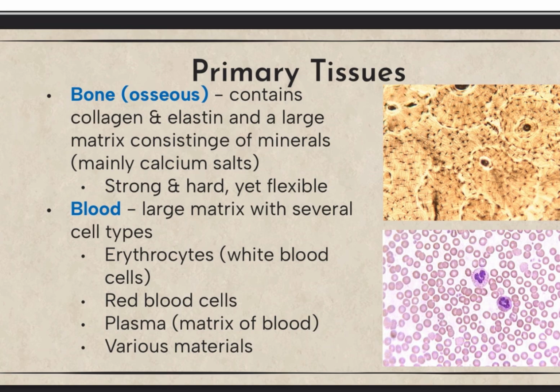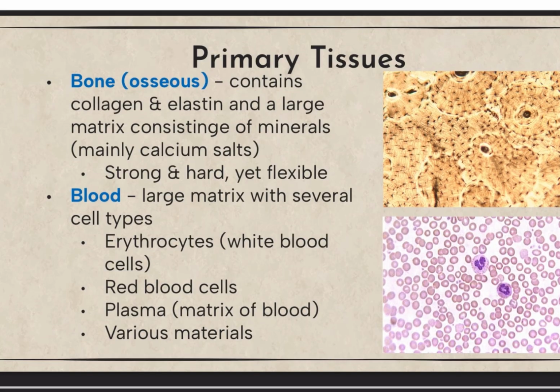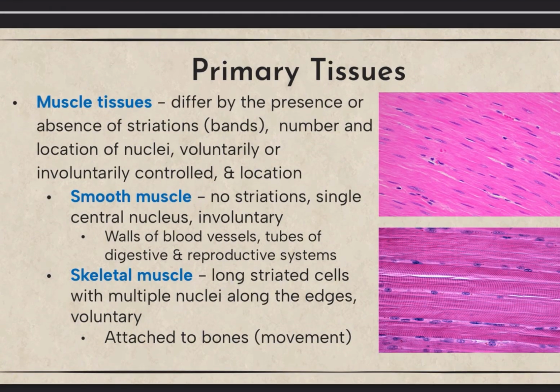Blood is also considered a tissue because it's made up of a large matrix of several cell types. So our erythrocytes, which are red blood cells, then we have white blood cells, as well as plasma, which is actually the matrix of blood, and various materials inside of all of those. Now for our muscle tissues.